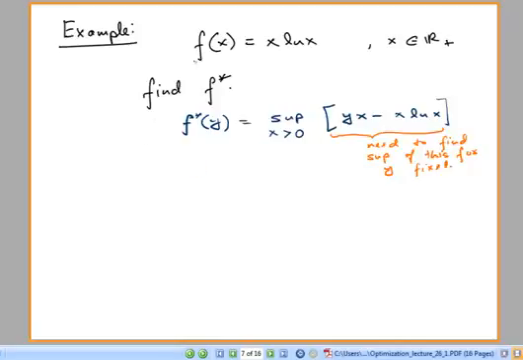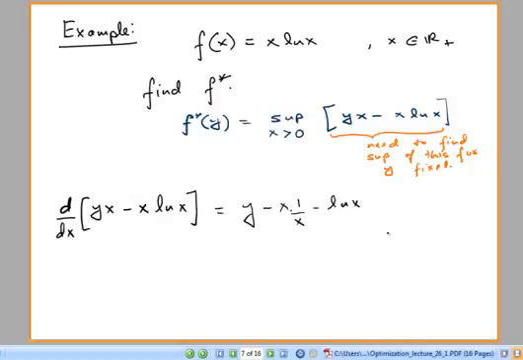So all you have to do is just find the gradient of this. So we get d/dx of that expression, yx minus x times log of x. Keep y fixed. So that is nothing but y minus x times the derivative of log of x, that's 1 over x, and minus log of x times the derivative of x, that's just log of x. Alright? So set that equal to 0 and you solve for x.